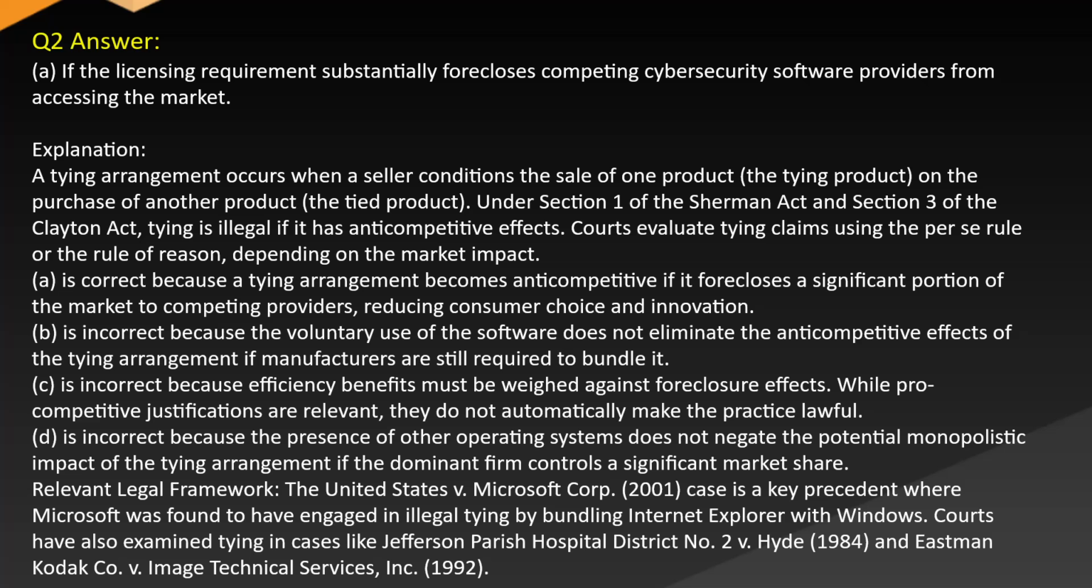B is incorrect because the voluntary use of the software does not eliminate the anti-competitive effects of the tying arrangement if manufacturers are still required to bundle it. C is incorrect because efficiency benefits must be weighed against foreclosure effects. Pro-competitive justifications are relevant. They do not automatically make the practice lawful.